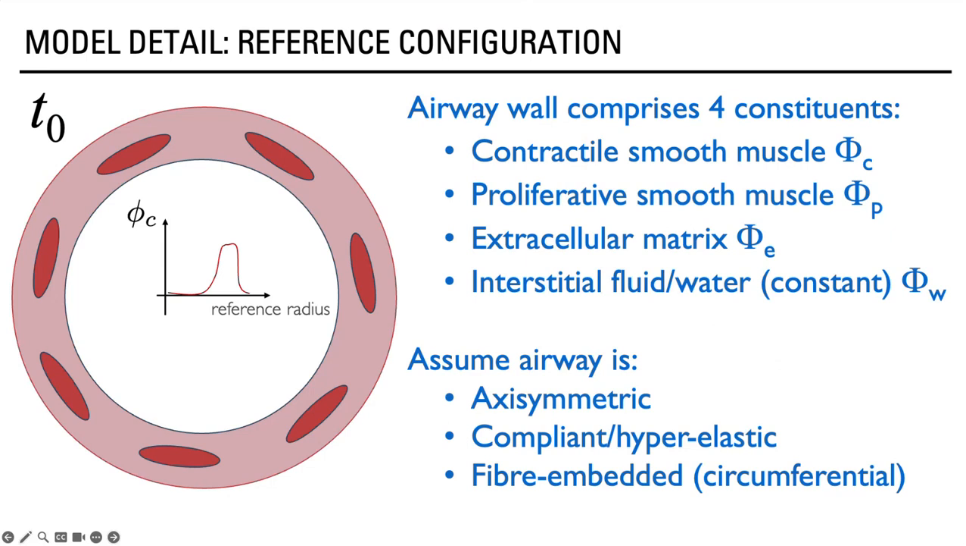So our model then of the airway, based on that sort of picture, essentially comprises 4 constituents. This contractile smooth muscle phenotype, the proliferative phenotype, an extracellular matrix, and then some interstitial fluid that just remains constant. We assume the airway is axisymmetric and is compliant, and we use a hyper-elastic formulation, and that there are circumferential fibers embedded in the airway wall to represent both smooth muscle and the collagens.